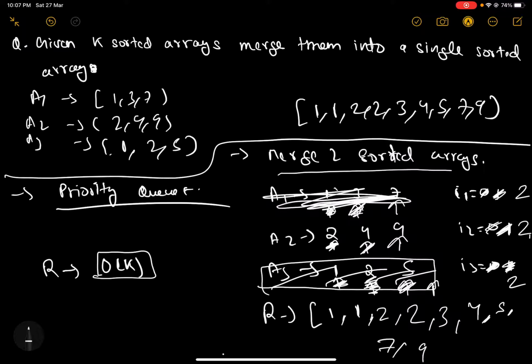Okay, so now getting into the time complexity for this algorithm, let's say I was running this algorithm for k arrays, each with n elements. So the number of operations that I will do is equal to n into k, because I will be inserting n into k elements in the resultant array.